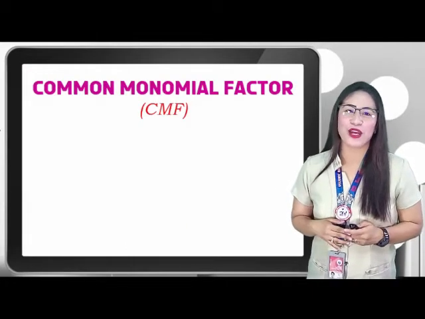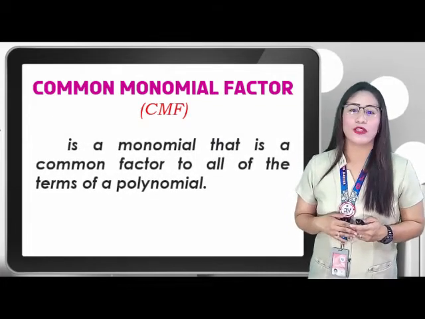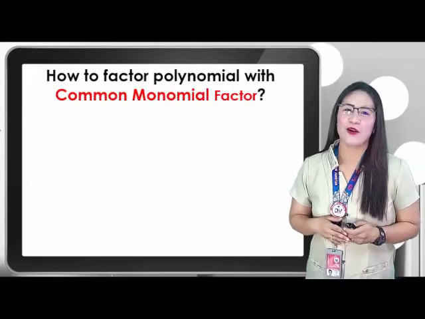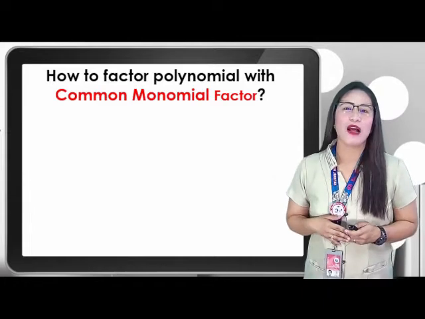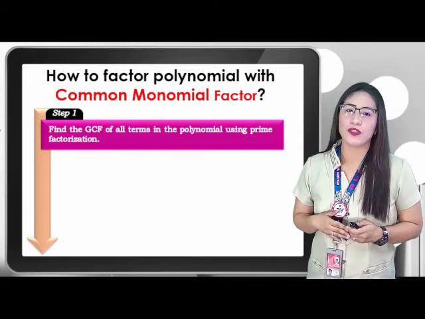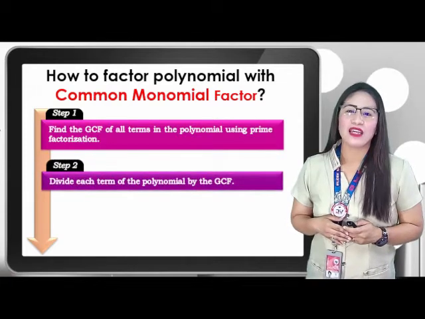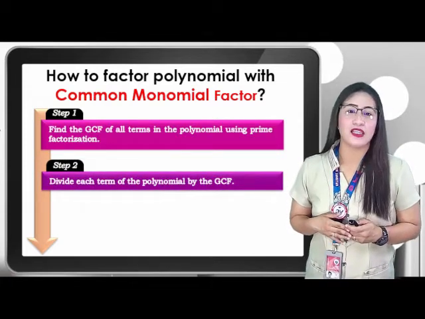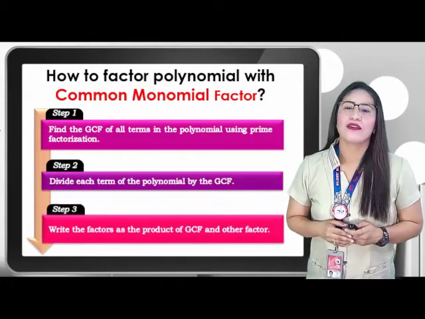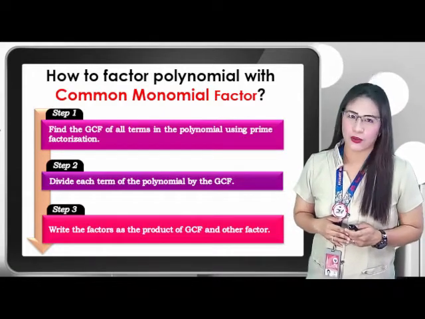What is common monomial factor? It is a monomial that is a common factor to all of the terms of a polynomial. In factoring polynomials with common monomial factor, we will follow 3 easy steps. Number 1, find the GCF of all terms in the polynomial using prime factorization. Step 2, divide each term of the polynomial by the GCF to find the other factors. Step 3, write the factors as the product of GCF and the other factor.